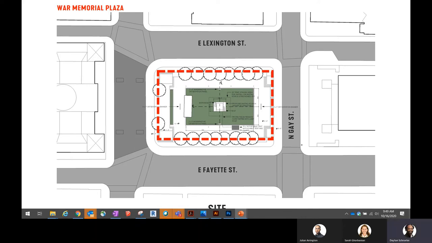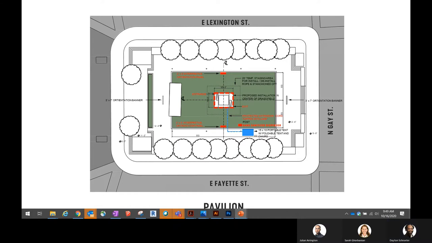The site will be at the War Memorial Plaza in Baltimore, just east of the City Hall building. It's a large open field, and centered on that field is a grass lawn. So the pavilion will be centered directly on that lawn area. There will be two interpretive orientation panels that will flank the lawn on the north and south sides of the lawn, on axis with the pavilion.